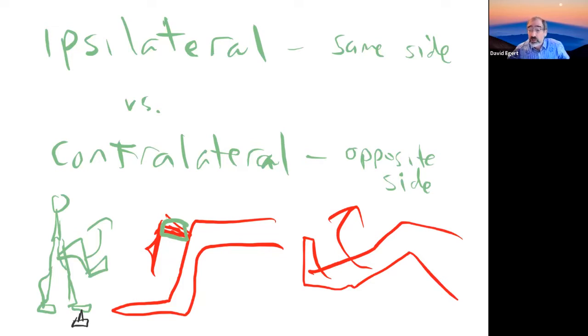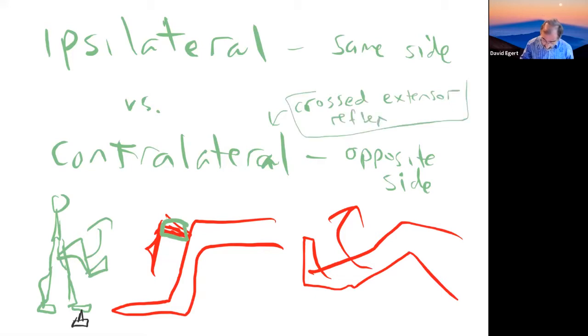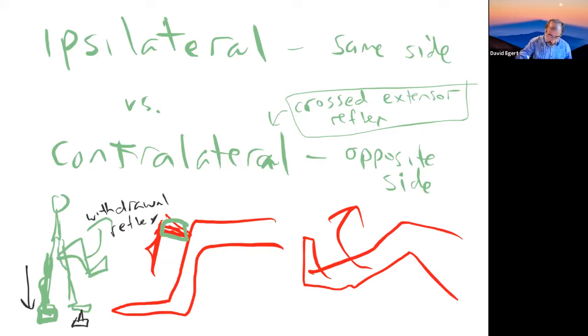At the same time, there's another reflex that we are not going to look at in much detail. For instance, this thing called a crossed extensor reflex. Crossed extensor reflex is actually you extend the limb on the other side, on the opposite side of your body. So here we have this withdrawal reflex, which is ipsilateral. The limb, the leg that stepped on the tack is pulling away from the pain. But the opposite leg on the other side is extending.